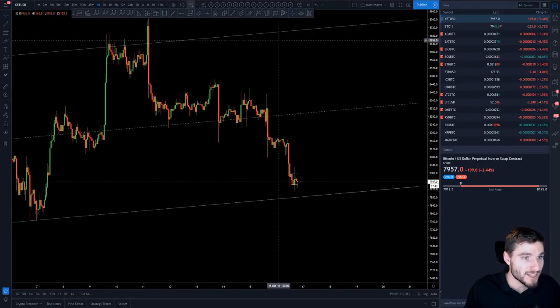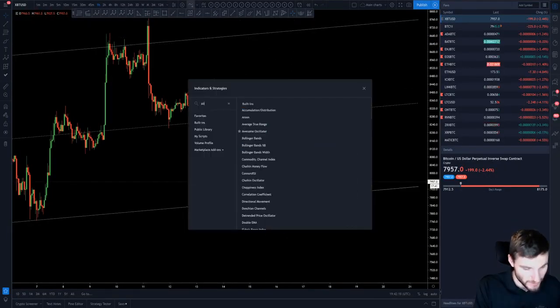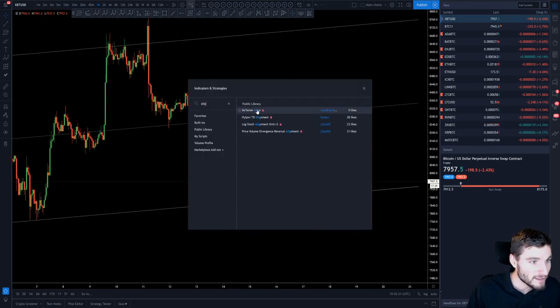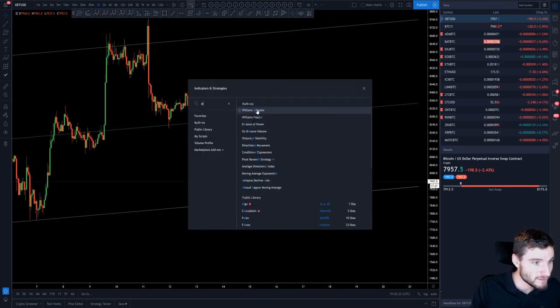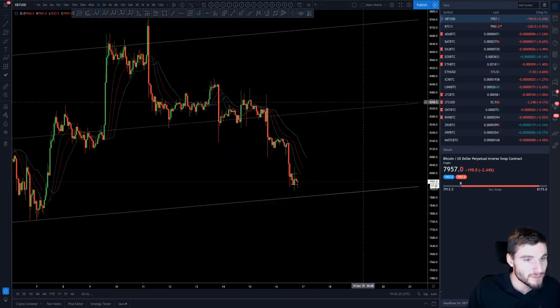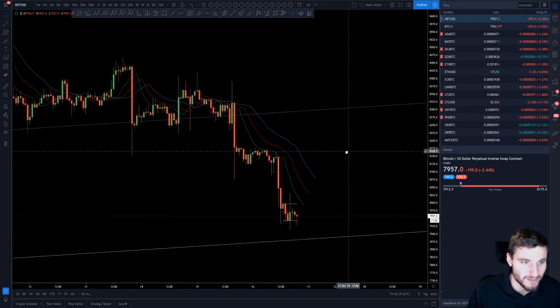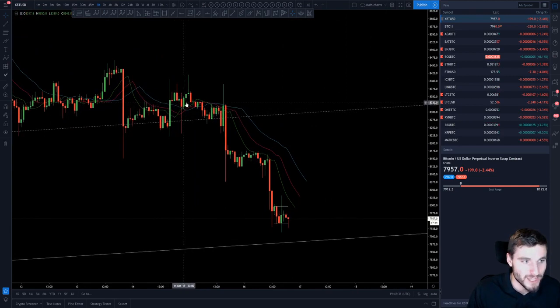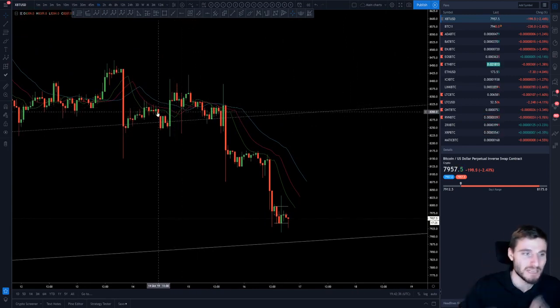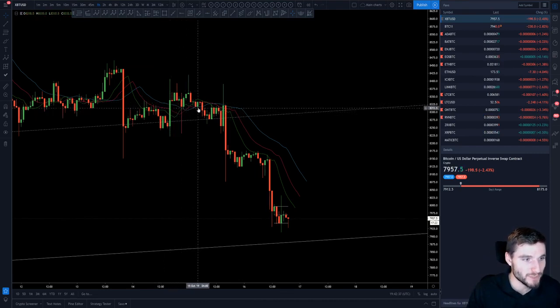So if you come over to indicators and type in Williams Alligator, you get these three trend lines. What we can say now, very simply, is that while they're all together like this, you're not looking to buy or sell because the alligator is sleeping. The alligator is sleeping at this point because they're all together.